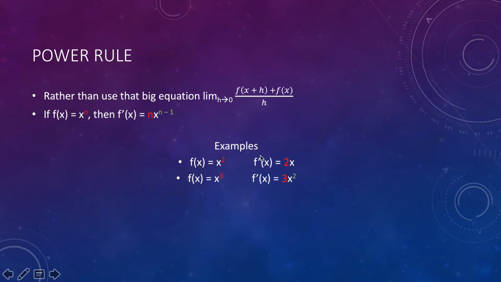If I were to ask you what the derivative of f of x equals x cubed is, then the derivative is obviously 3x squared. X to the fourth goes to 4x cubed. X to the power of 1/2 turns to 1/2 times x to the power of negative 1/2.